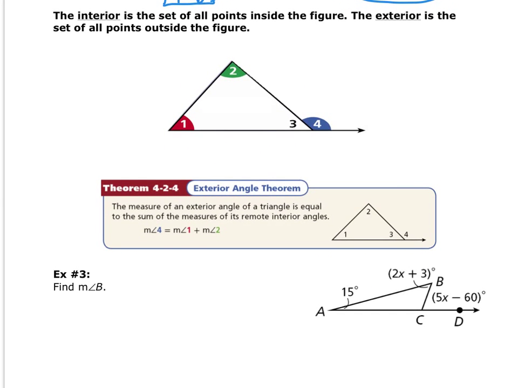It says that the measure of an exterior angle of a triangle is equal to the sum of the measures of its remote interior angles. So the measure of angle 4 is going to be equal to the sum of the measures of angles 1 and 2. Now, if I knew what number 3 here was, we know that 3 and 4 are a linear pair. So if I knew 3, then I would just figure 4 out by finding its supplement. But if I don't know what angle 3 is, I need a way to get to that exterior angle.